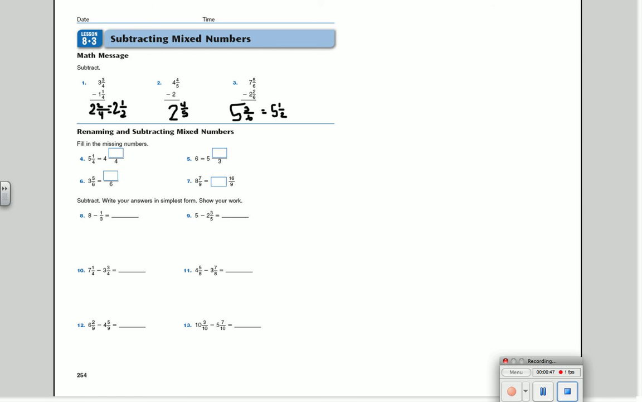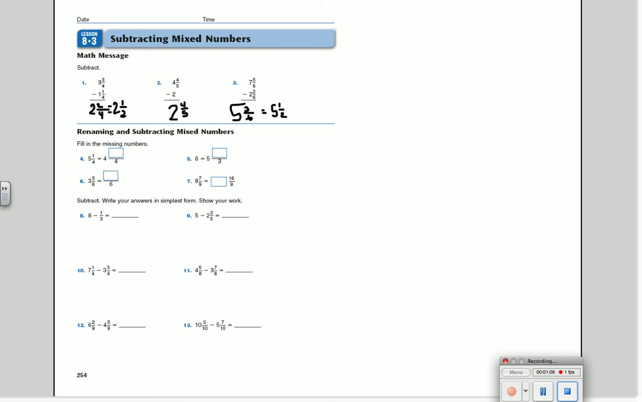My guess is those questions probably did not take you that long. You'll notice for number 1, I got 2 2/4, which in simplest terms or lowest terms is 2 1/2. Number 2, I got 2 4/5, and then number 3, I got 5 3/6, which is also 5 1/2 in simplest terms.